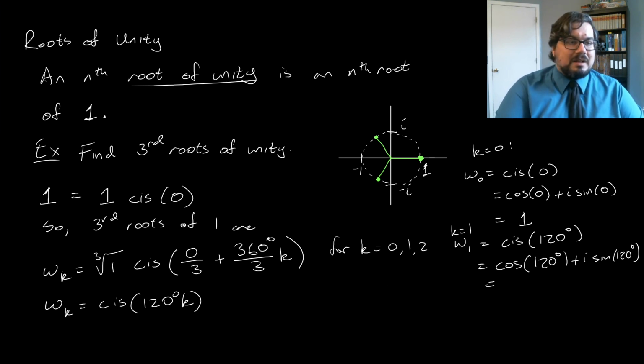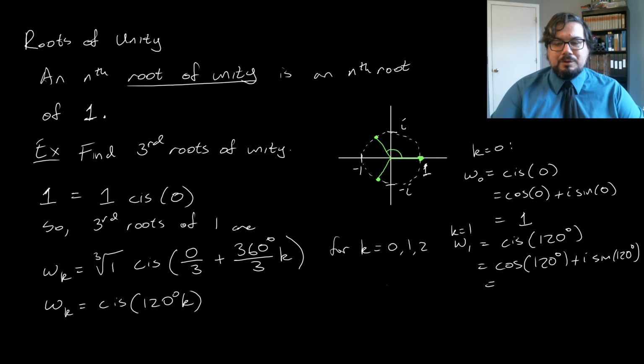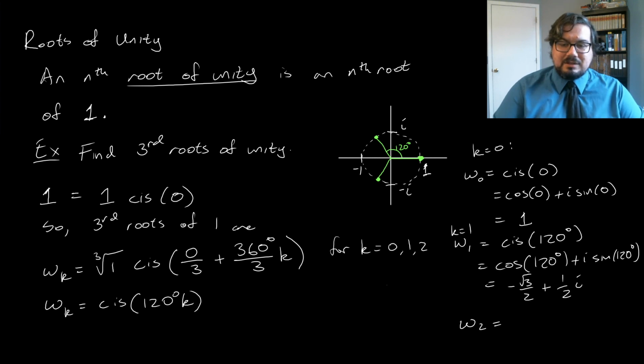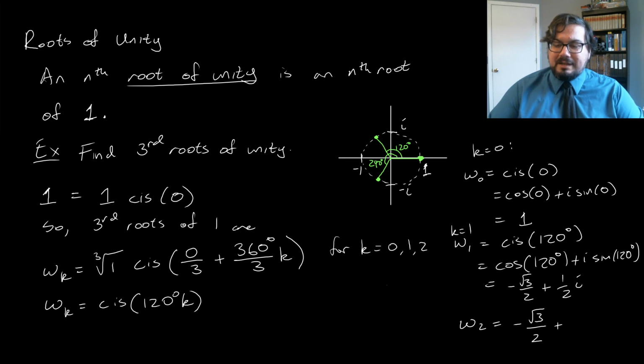Now this corresponds to the root in quadrant 2 that we've got. That's 120 degrees. And we know what the cosine and sine of this are. So this is negative square root of 3 over 2 plus 1/2 i. And similarly, we can go through the other way. If we look at w_2, that's going to have an argument of 240 degrees. And when we work out the last root of unity, we get negative square root of 3 over 2 minus 1/2 i.